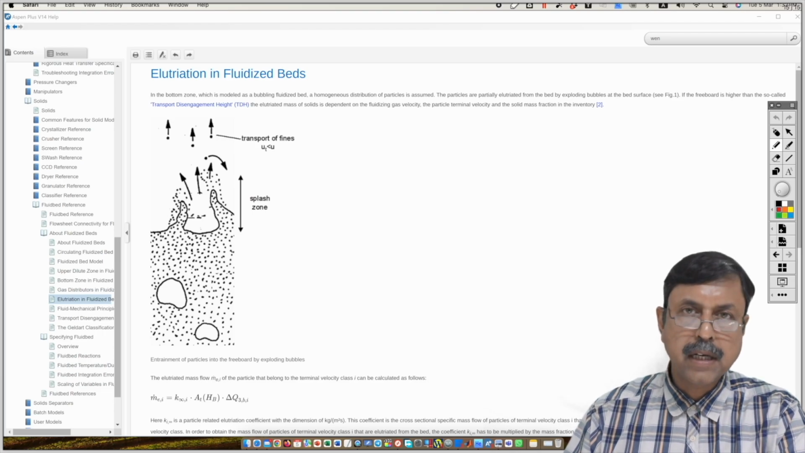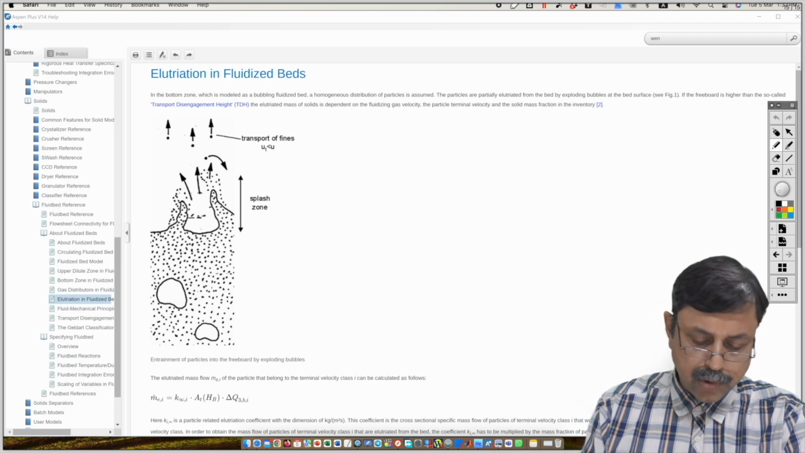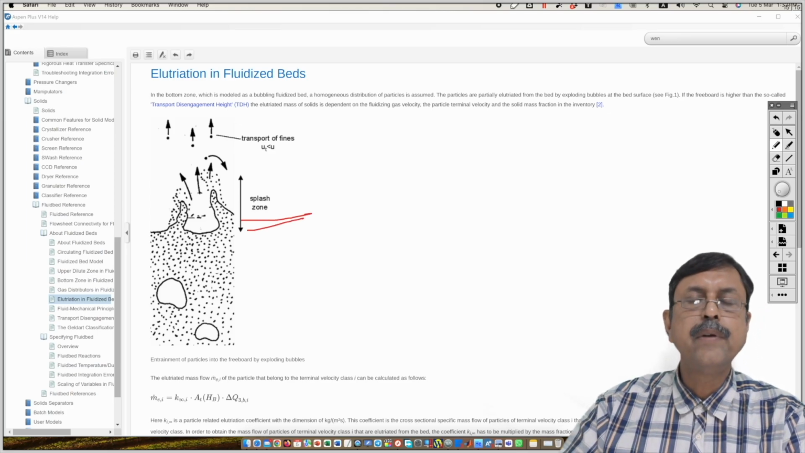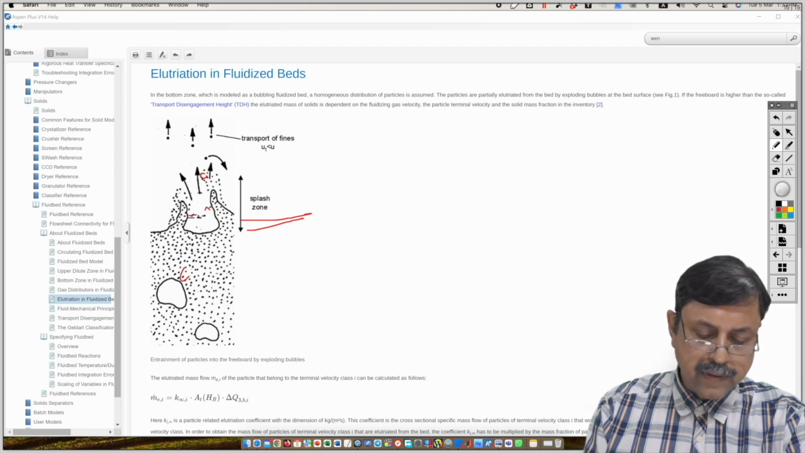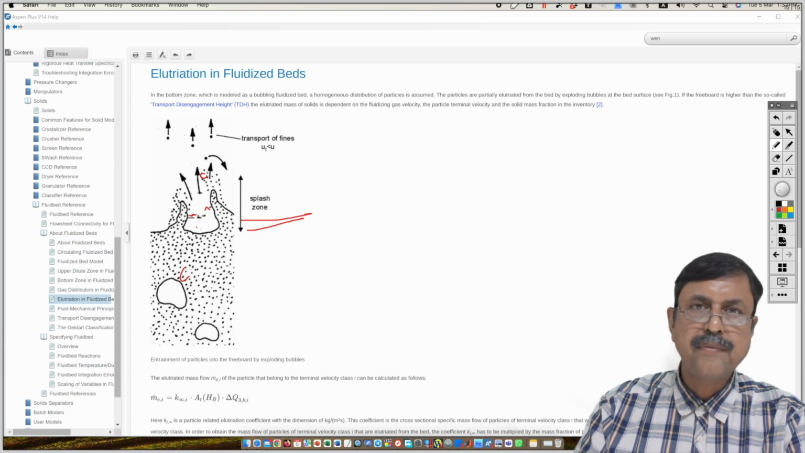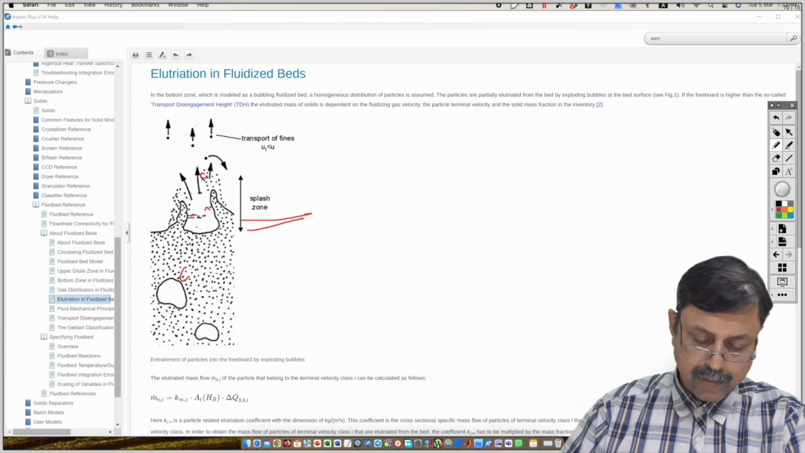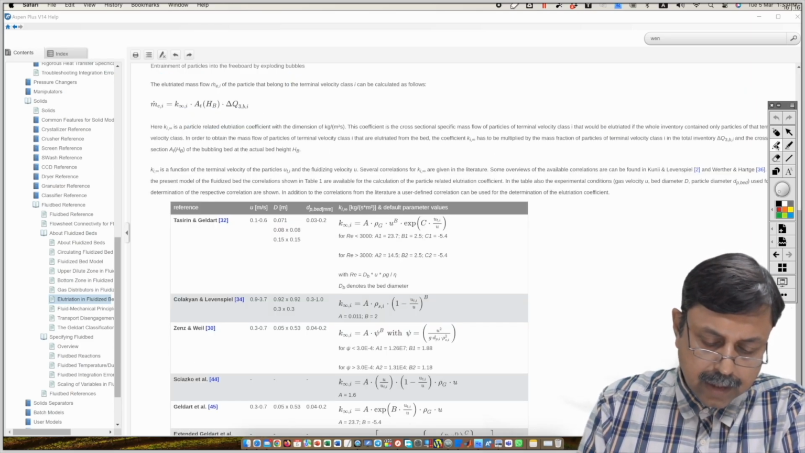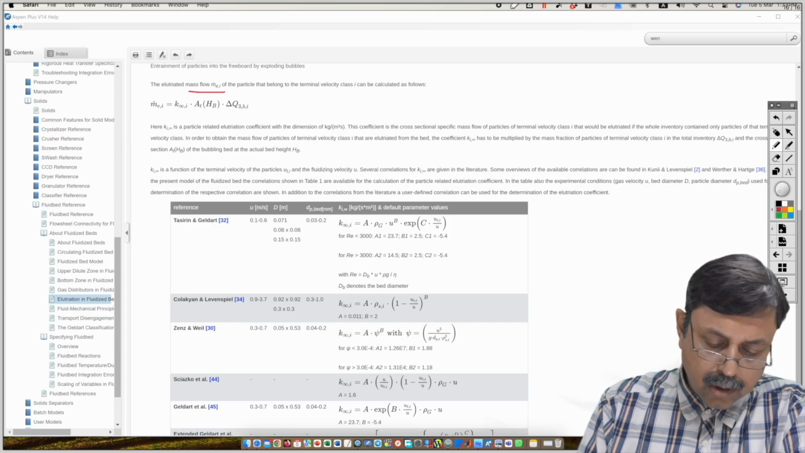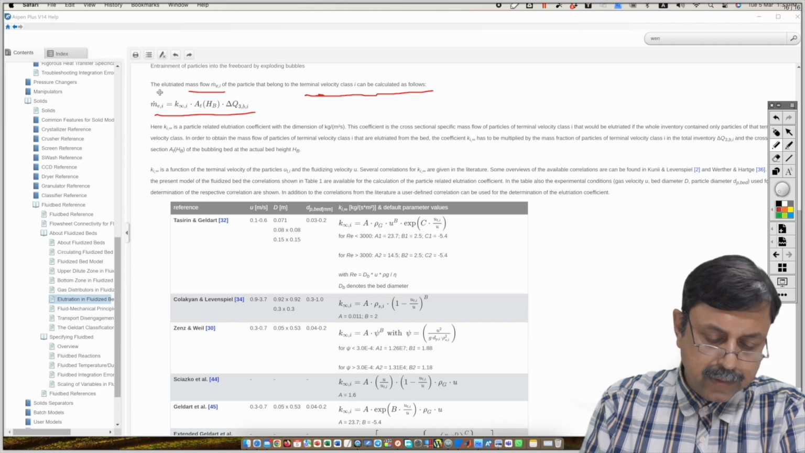So the elutriation in a fluidized bed has been nicely portrayed over here. At the surface of the fluidized bed, the bubbles will burst, and all the finer particles will fly off along with the gas exit, right? So this is the transport of fines. Here you can see the elutriated mass flow of the particle that belongs to terminal velocity class I can be calculated as, this is the equation. This is the elutriated mass flow of particles.